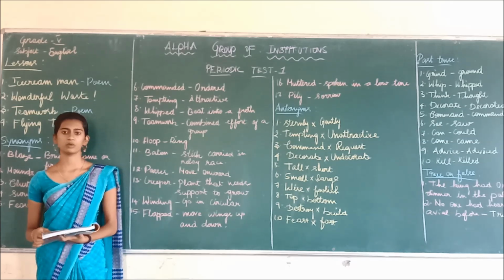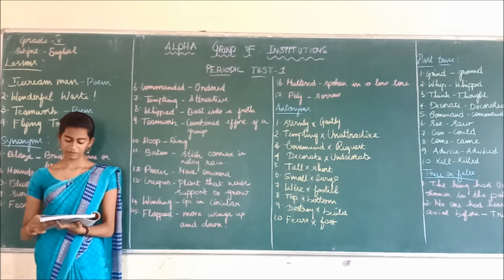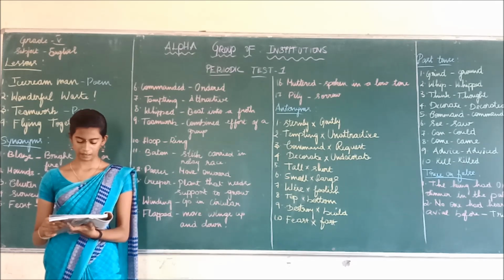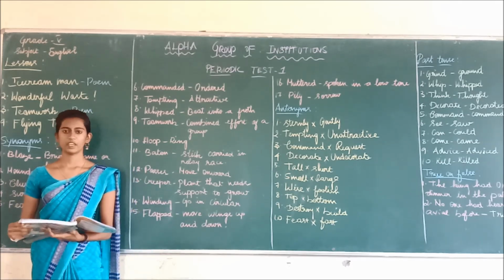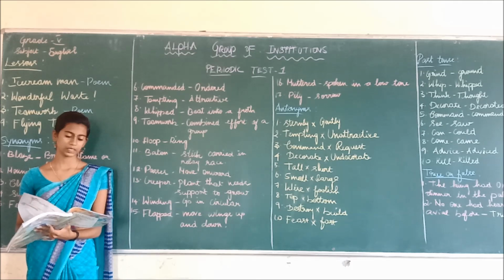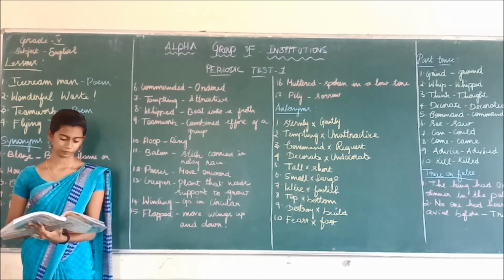And at last he found a name called Avial. Avial became famous all over Kerala. So this is the lesson of wonderful waste.